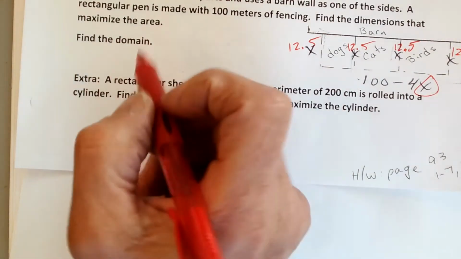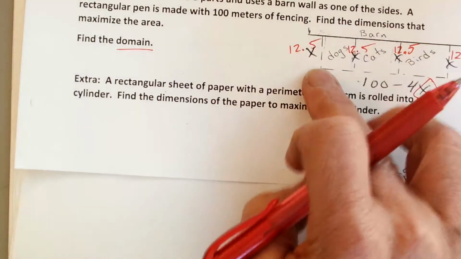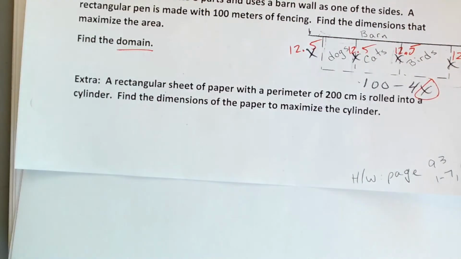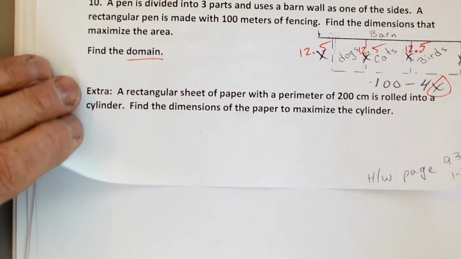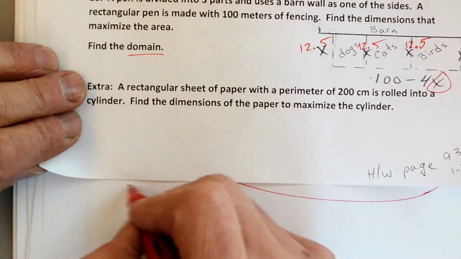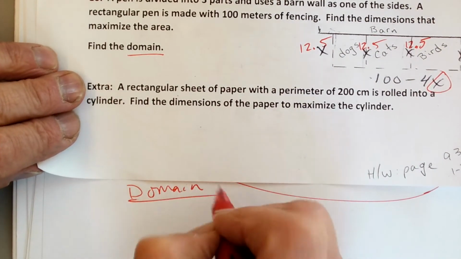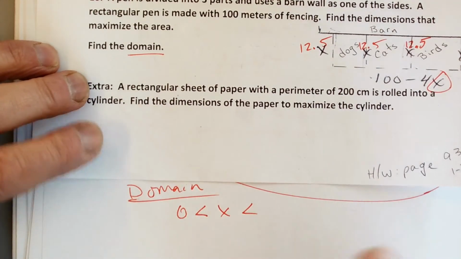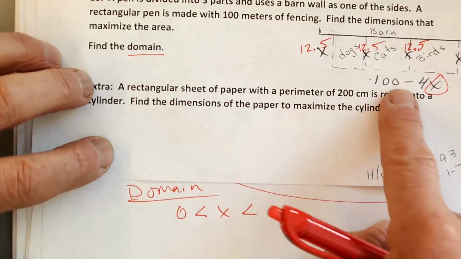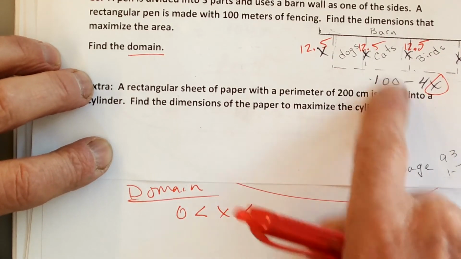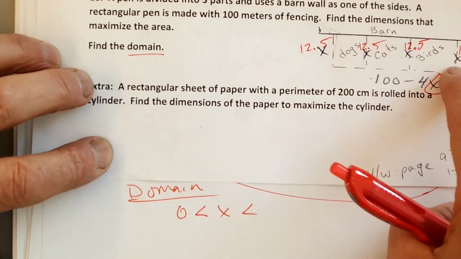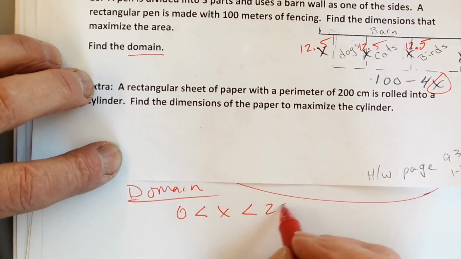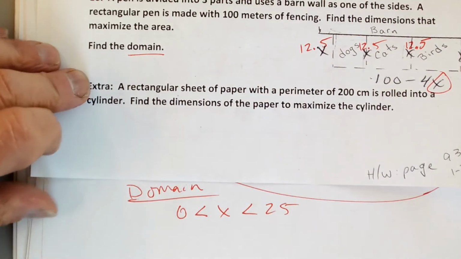Now, the domain. Well, let's think about this. The domain has to do with the x's, which is the width. So let me write this down, the domain can be all the way from 0 up to, well, if I took all 4 pieces here, then it'd be up to 25, and you wouldn't have any fencing left for anything else. So there's my domain.